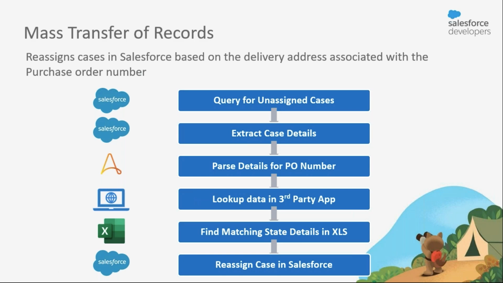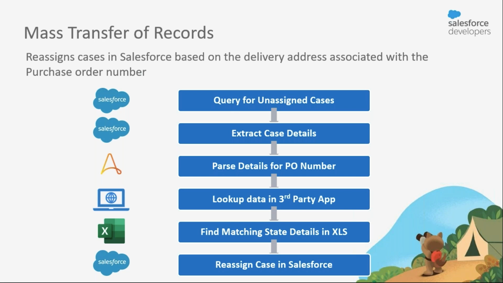Here, we will consider an example, which is a mass transfer of records. So what this use case talks about is an agent has a bunch of unassigned cases, or cases assigned to a default user, for which you want to extract the case details and then pick up the purchase order number. And this purchase order number has to be looked up in a third party app to see which state that particular order is connected to.